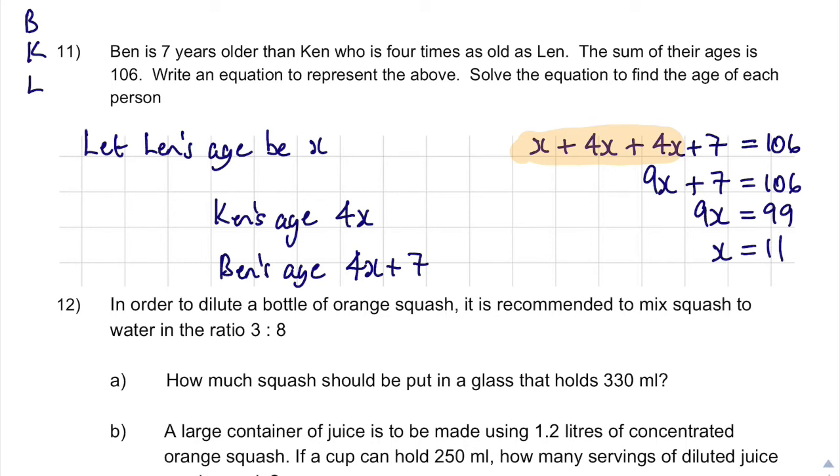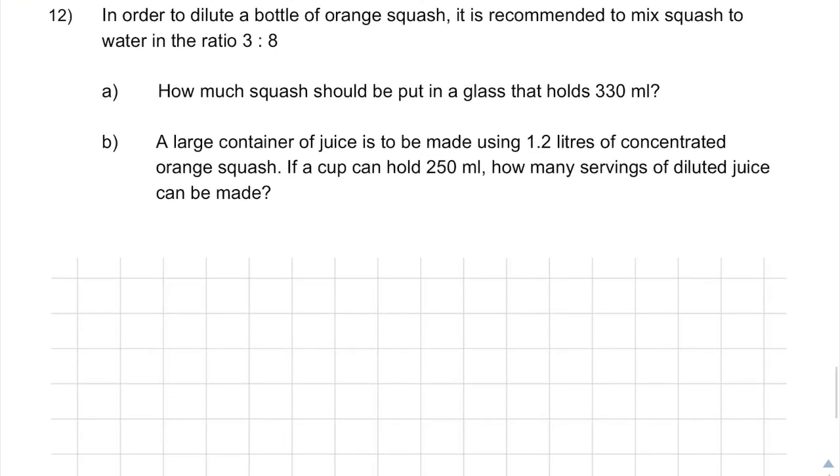Well, the x is equal to 11, that refers to Len's age. So Len is 11 years old. Ken would then be 4 multiplied by 11, so 44 years old. And then Ben's age would be 4 times 11, 44, plus 7 is 51. So I'll leave you to finish that question off. You would have to finish with a sentence, just a little bit more calculation there, but you've got the 3 answers to work from. So on to the last question, question 12.